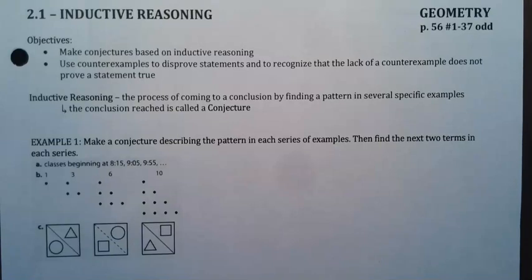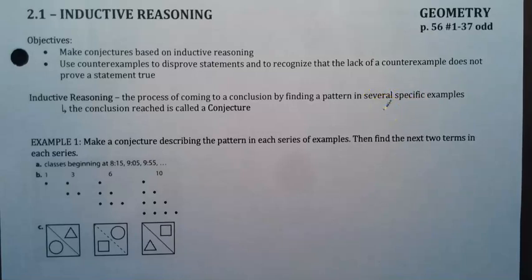All right, today for geometry, we're going to do 2.1, which is inductive reasoning. Our objectives today: we're going to make conjectures based on inductive reasoning. Inductive reasoning is the process of coming to a conclusion by finding a pattern in several specific examples.